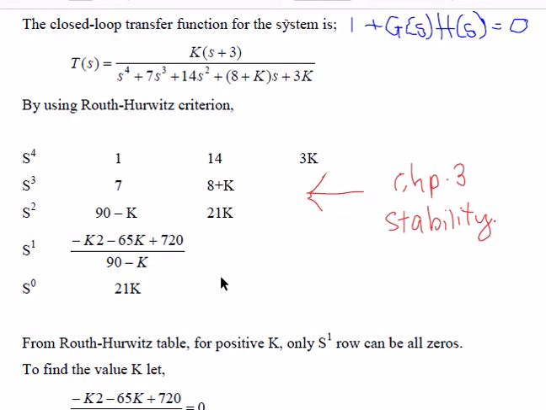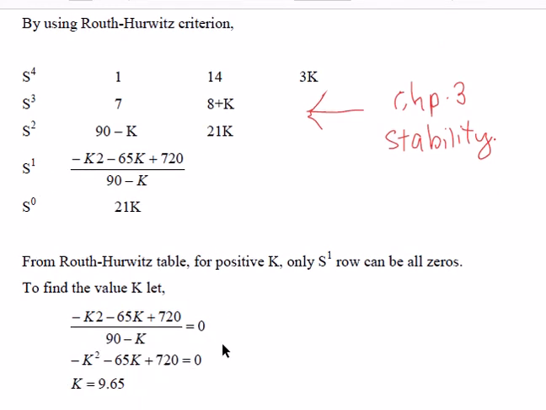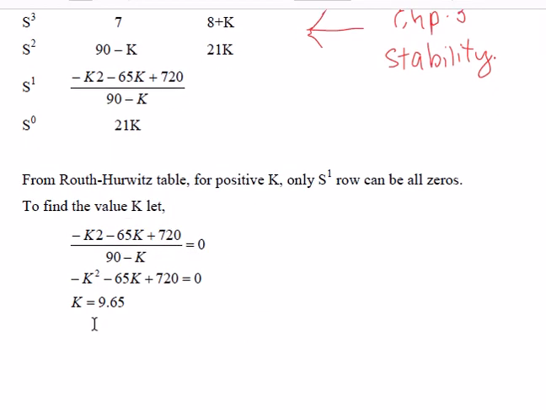And then we need to determine our value of K. So we take the row s^1. By using this to find the value of K, we set negative K squared minus 65K plus 720, divided by 19 minus K, equal to 0. So we get our K as 9.65.